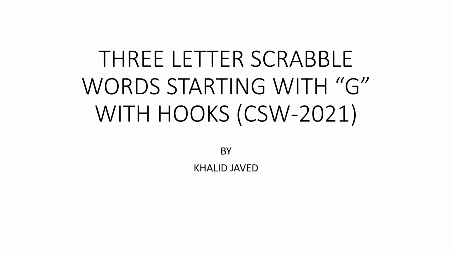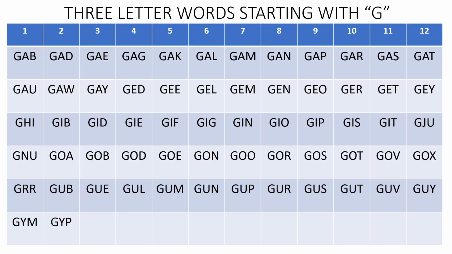Hello. In this video, I have given three-letter Scrabble words which start with G and their hooks, both front and back, according to the Collins Scrabble Words 2021. So these are actually 62 three-letter words which start with G.